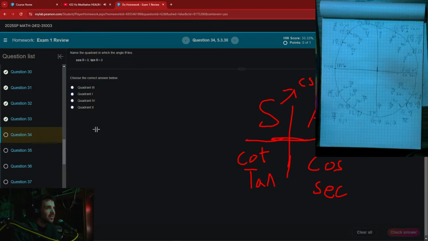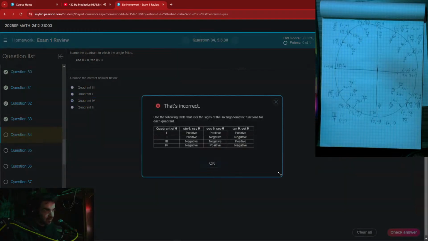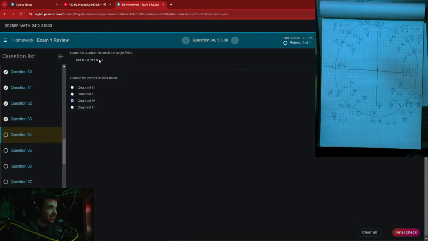In this question, it looks like they have cosine is positive and tan is negative. So that means we're definitely in quadrant 4, right? We're about to find out. What? Oh, I just can't read. I even wrote it down. Tangent's greater than 0, so it's gotta be quadrant 1, right? Thank God.